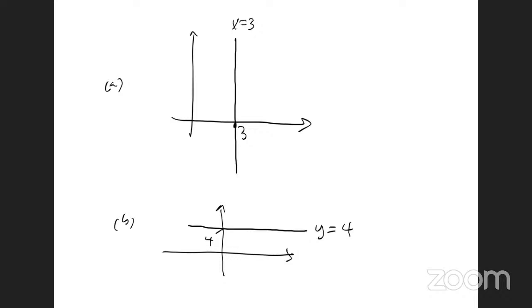Parallel lines have what? Same gradient. Perpendicular lines, the product of their gradients is -1. Okay? All right, so let's try some questions. We kind of did the theory last day. Now it's to try some past papers, right?